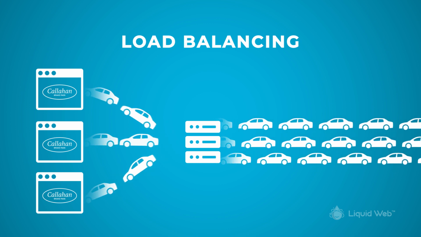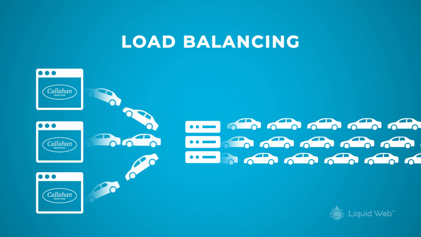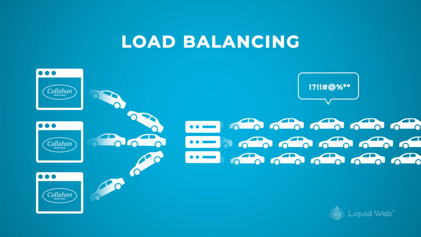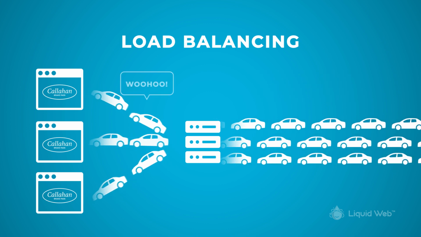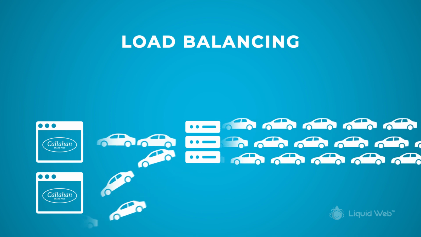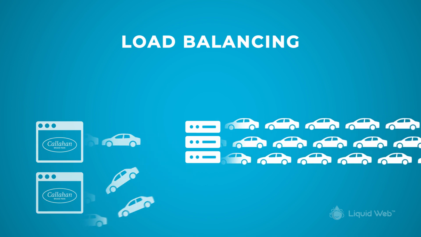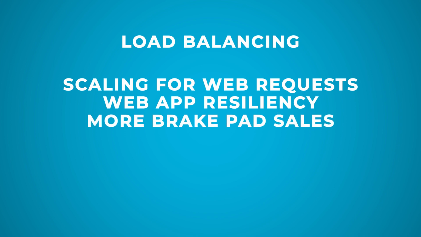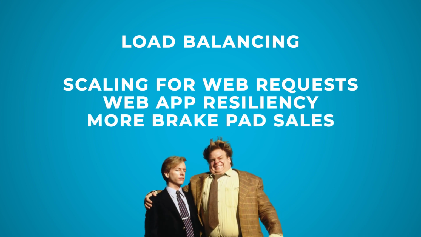And look at that. Now your web app can handle more simultaneous connections. Congestion drops to zero, and you can sell more brake pads. As a bonus, if a single server goes down, the load balancer redirects traffic away from that server to one of the web servers that's still online. Scaling for web requests, web app resiliency, more brake pad sales.